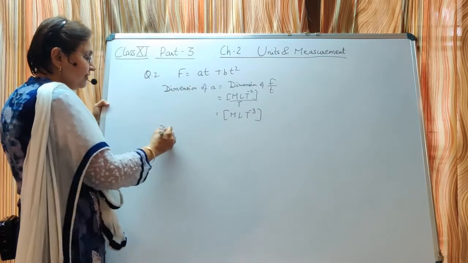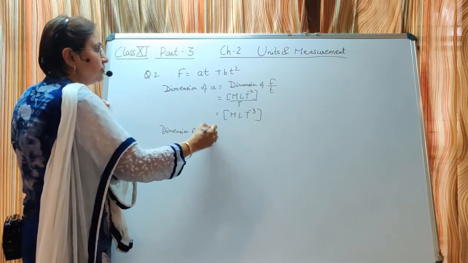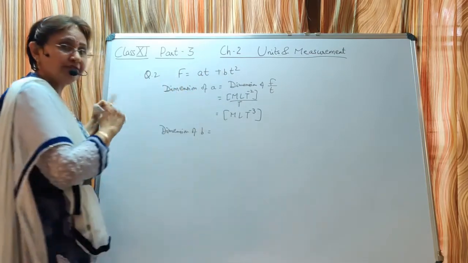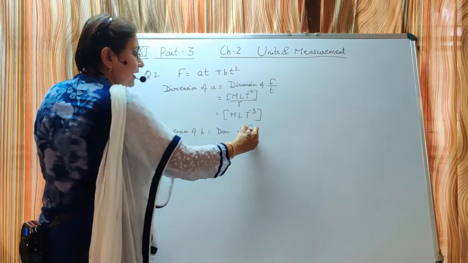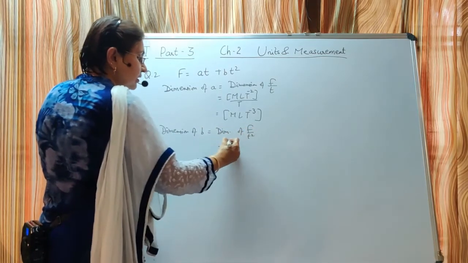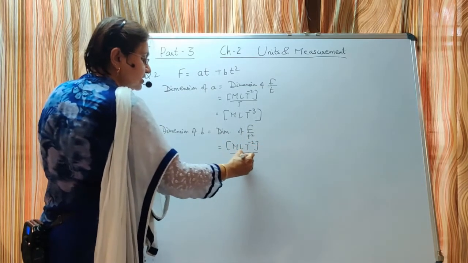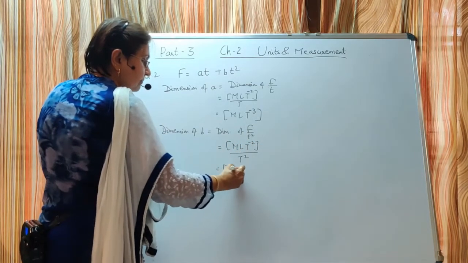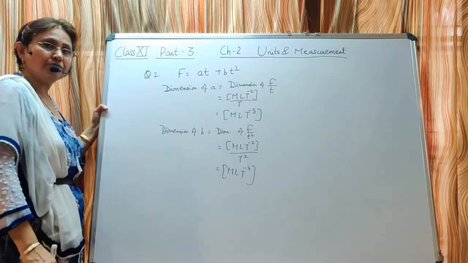The same way you can find out the dimension of B. Dimension of B should be equal to dimension of F upon T square. Force has a dimension MLT^-2. This is divided by T square. So MLT^-4 is its dimensional formula.